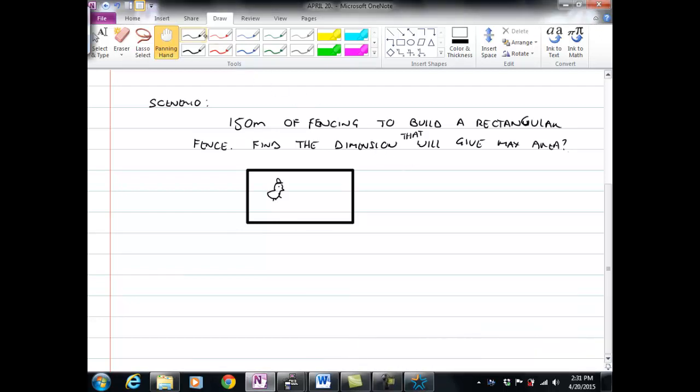Go. My first guess is I can create one that's 1250 square meters. Can anyone beat that? 1400? What's your dimension? 40 and 35 gives me 1400. Okay, so this is 40 and the other one is 35. Can anyone beat 1400 square meters?